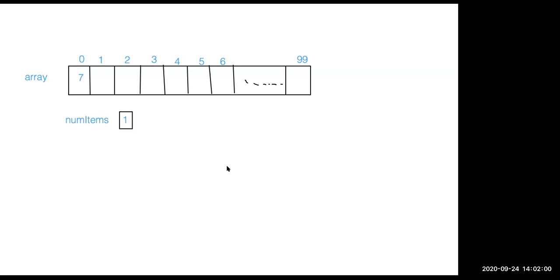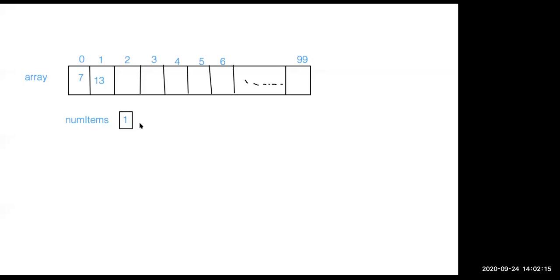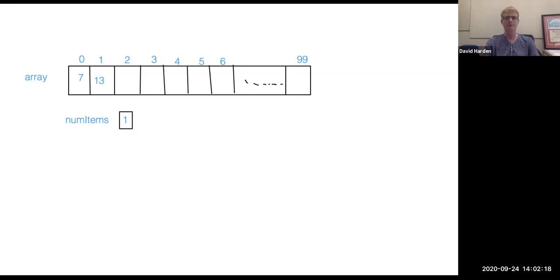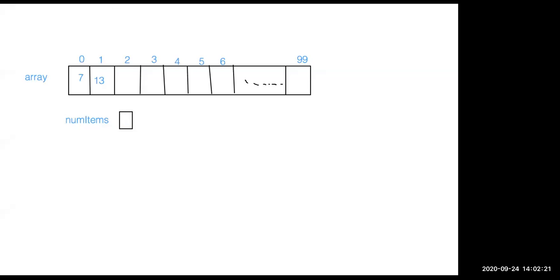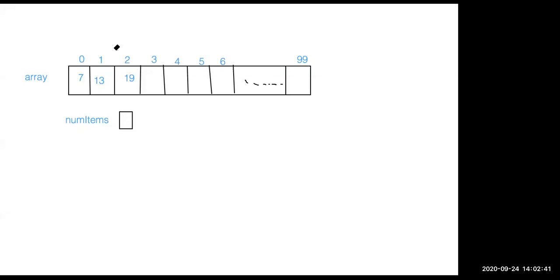Okay. Let's say I want to push 13 onto the stack. When I push onto the stack, it's going to go at array sub num items, and increment num items. Okay, let's do one more. Let's push 19 onto the stack. The 19 goes at array sub num items, and num items becomes 3.